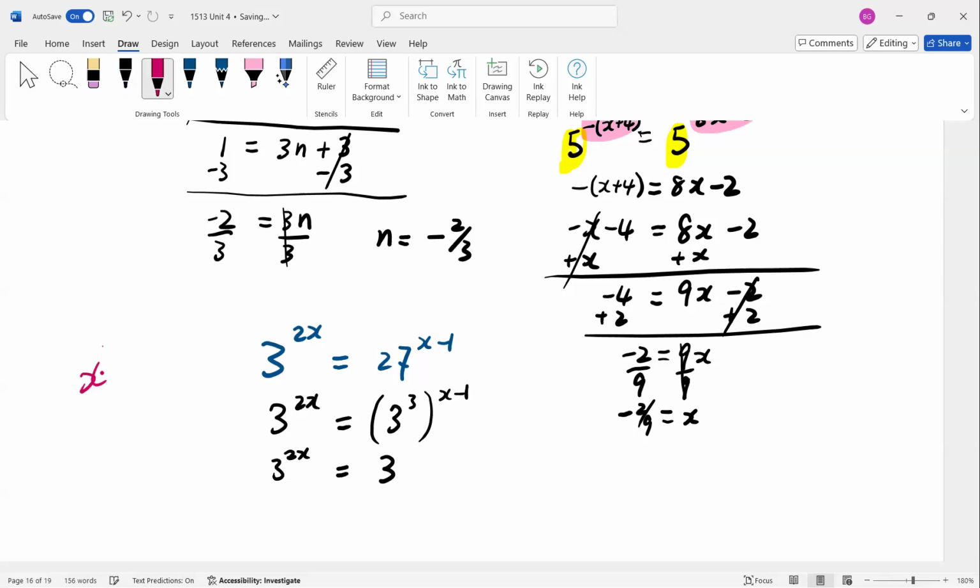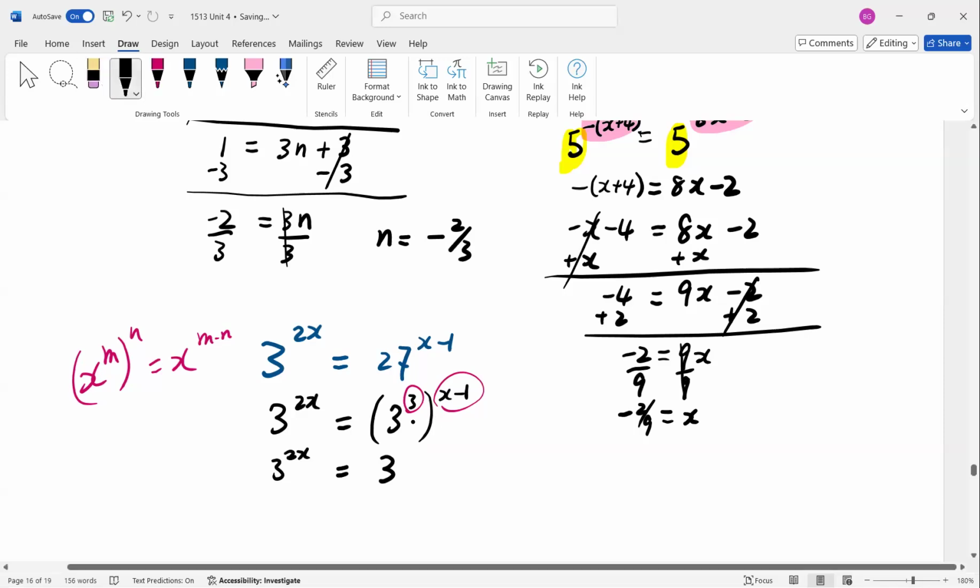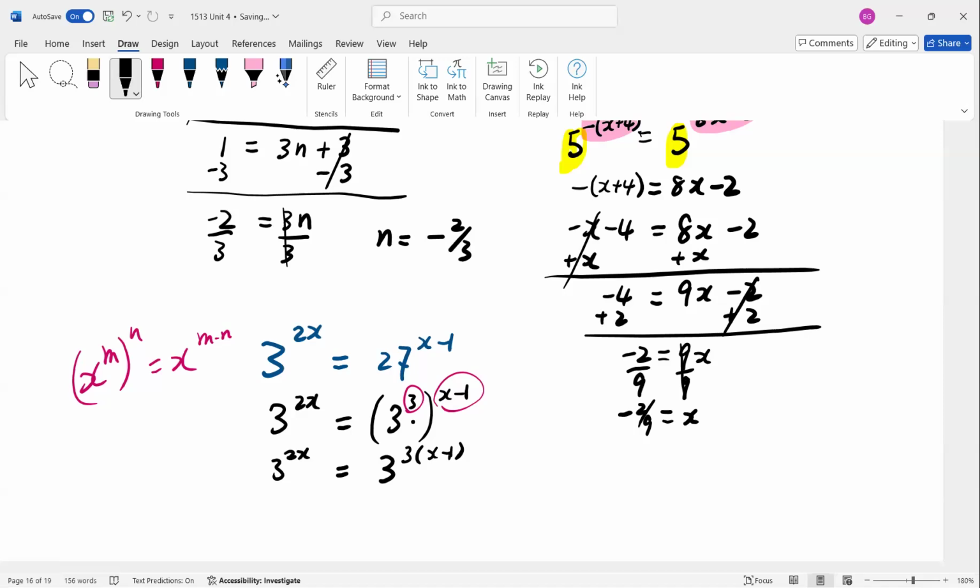Oh, it's okay. Yeah, x to the power m and then to the power of n equals x to the power m times n. So we can multiply these two exponents. Don't forget the parentheses. 3 times, I'm using red, 3 times parentheses x minus 1, right? Yeah, parentheses. And 3 to the power of 2x on the left side.